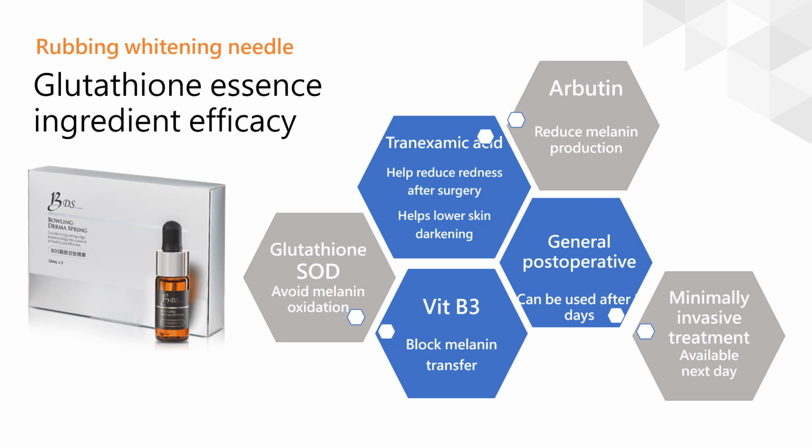Our BDS glutathione essence ingredients: we have glutathione SOD to avoid melanin oxidation. We have tranexamic acid for reduction of the redness after surgery and lowering skin darkening factors. Arbutin for the reduction of melanin production, and vitamin B3 for blocking the melanin transfer. So it can be used as a general post-operative serum to be used after 3 days, and in minimally invasive treatment, it can be used the next day.